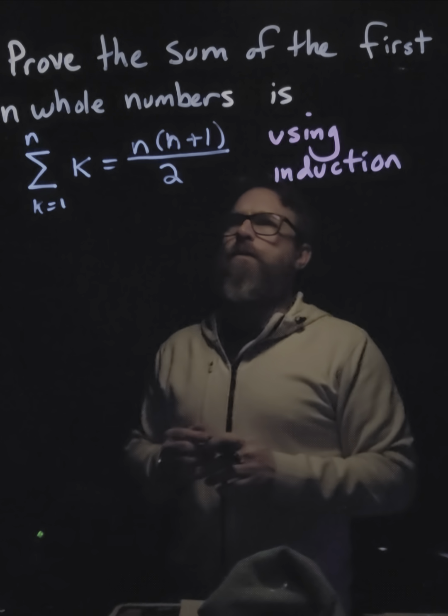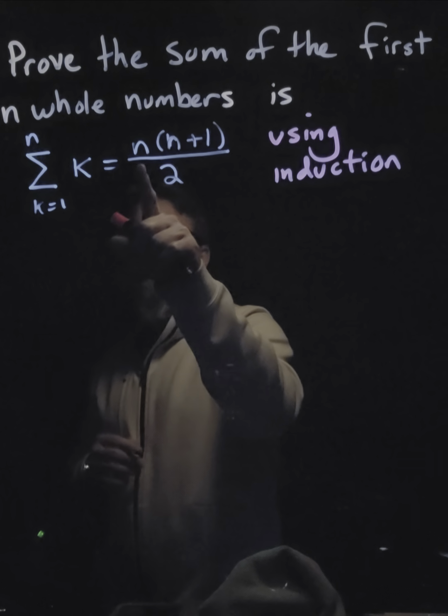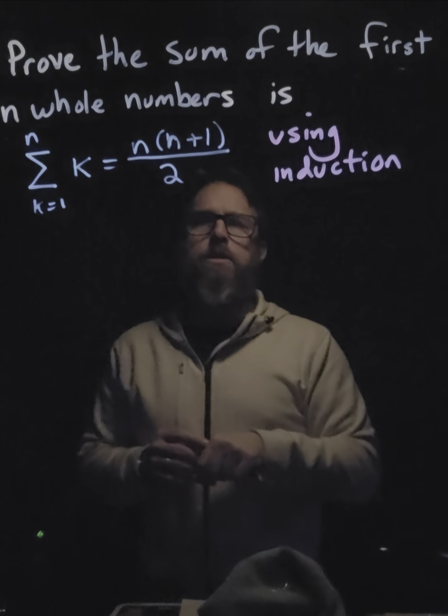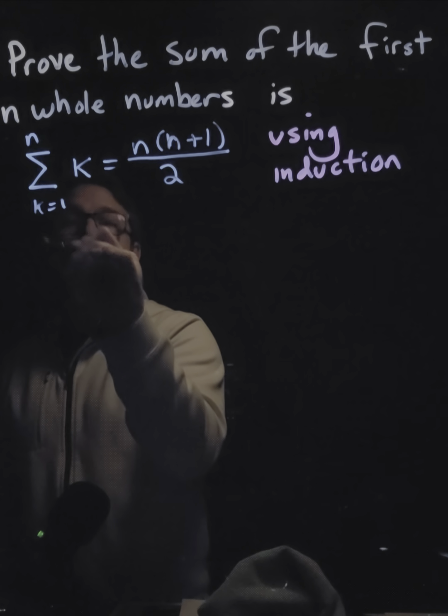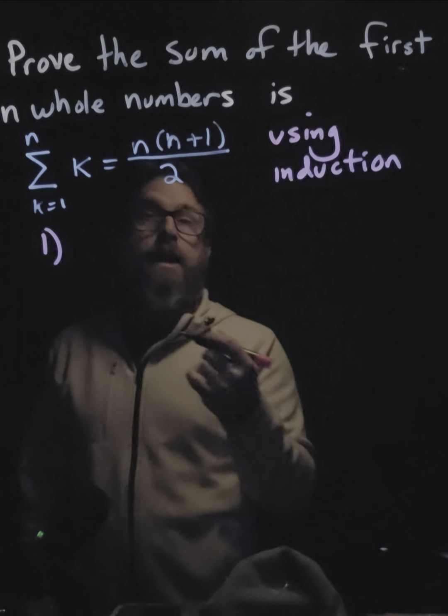Today I'm going to prove the sum of the first n whole numbers is equal to n times n plus 1 all over 2, and we're going to do this by induction to reinforce what I did in the last video. So for induction, we know we have to prove the base case. So I have to prove this when n is equal to 1.